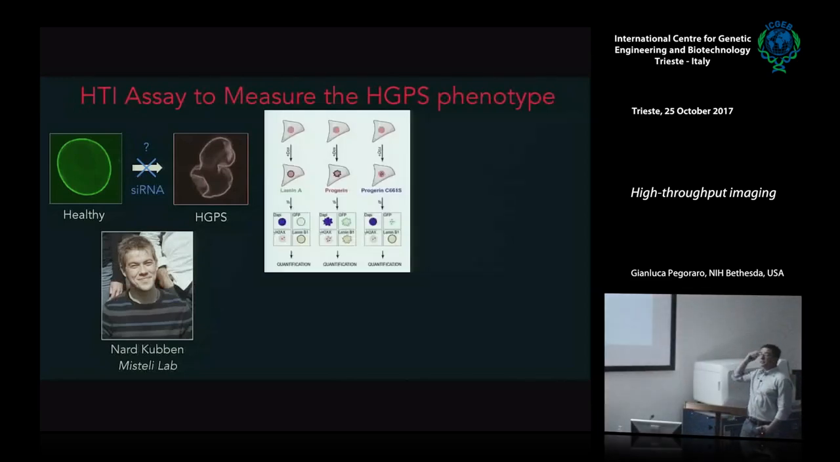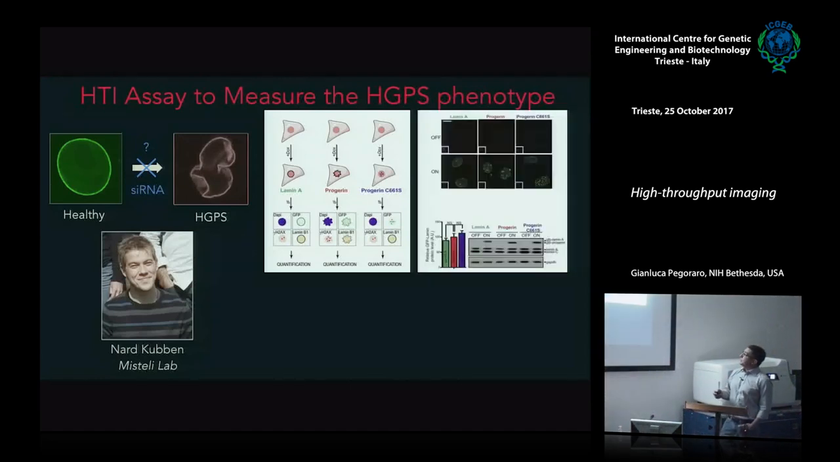In order to do so, he established a cell line starting from a wild type, a normal cell line that can inducibly express with doxycycline an HGPS version of the mutated progerin protein that, as I mentioned before, is a dominant negative, and the expression of GFP-progerin can lead to the formation of the nuclear phenotypes. And the idea was, of course, to measure these phenotypes in a precise manner with high-throughput imaging.